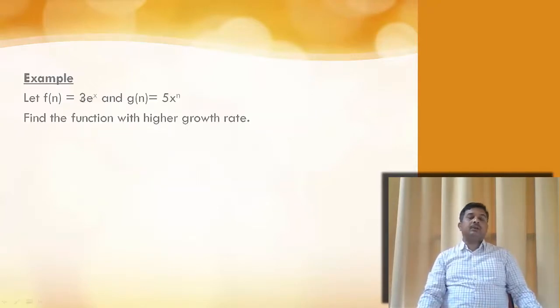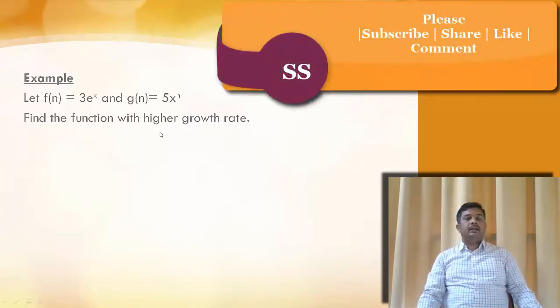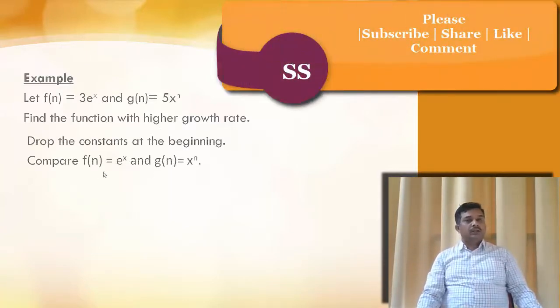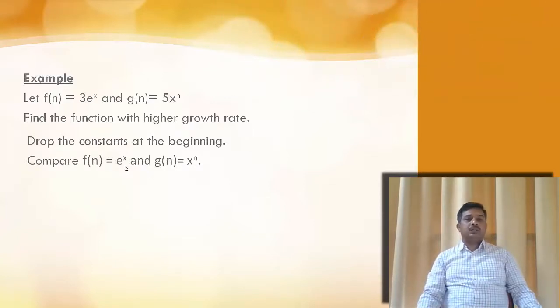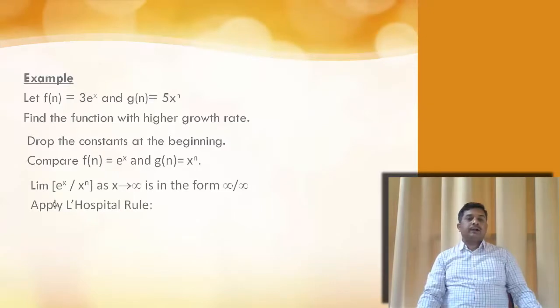Let us take one more example. fn equal to 3 into e to the power x, gn equal to 5 into x to the power n. We need to find which is having higher growth rate. So initially we need to drop the constant. So fn becomes e to the power x and gn becomes x to the power n. So take limit fn by gn as n tends to infinity. It becomes limit e to the power x by x to the power n as n tends to infinity.